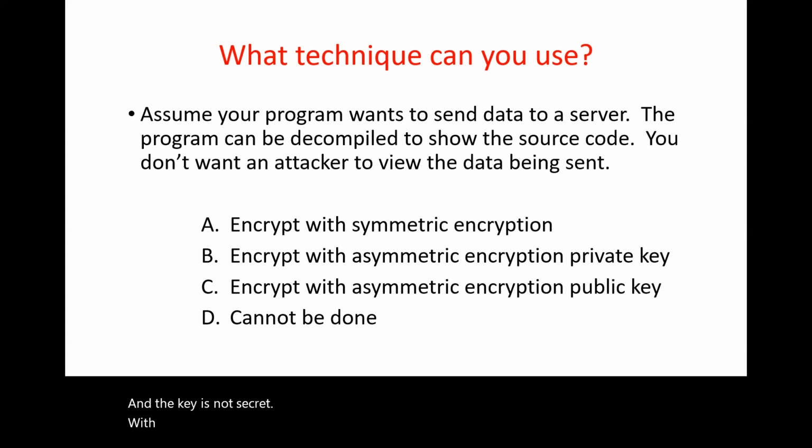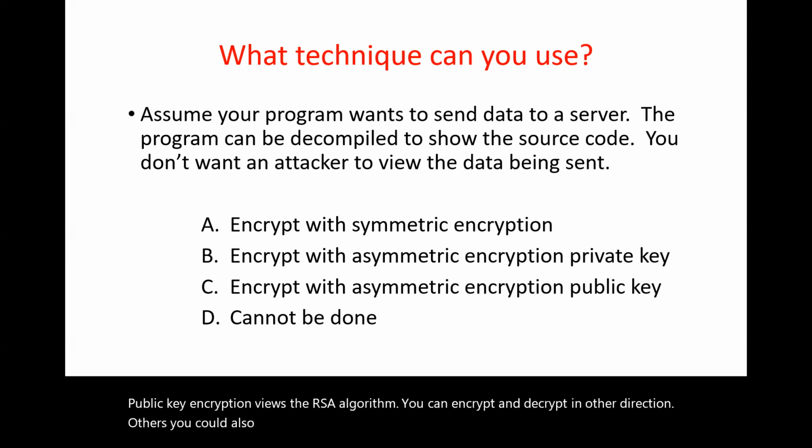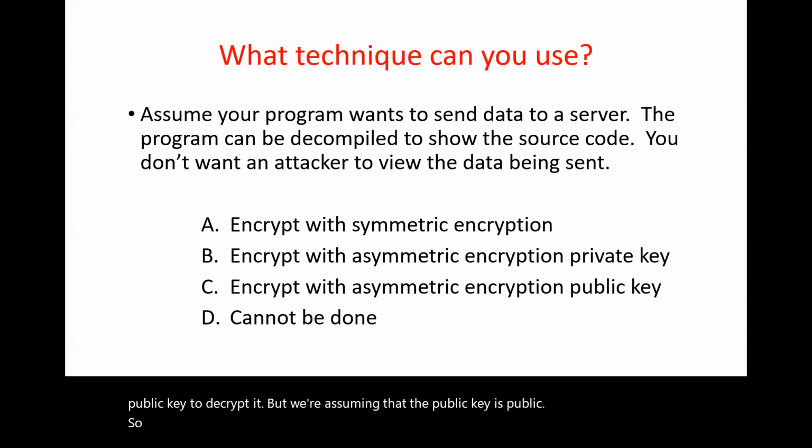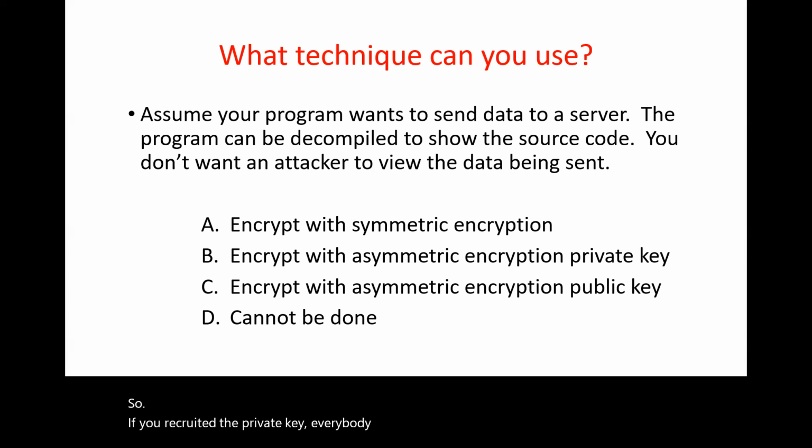With public key encryption, if you use the RSA algorithm, you can encrypt and decrypt in either direction. Otherwise, you could also encrypt it with the private key, and then it would require the public key to decrypt it. But we're assuming that the public key is public. So if you encrypt it with the private key, everybody could decrypt it. It's not what you want.